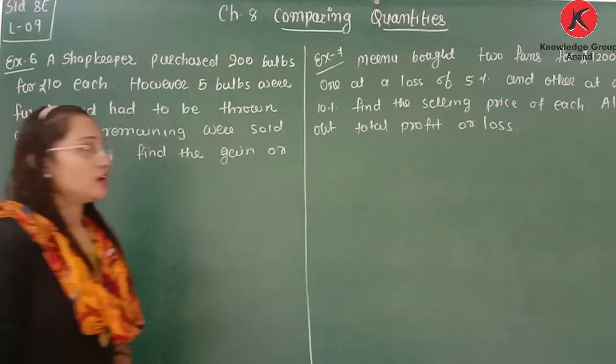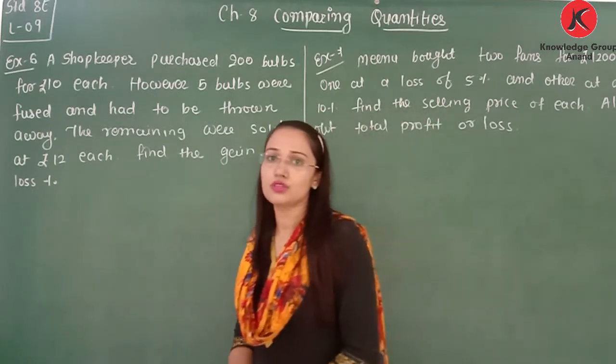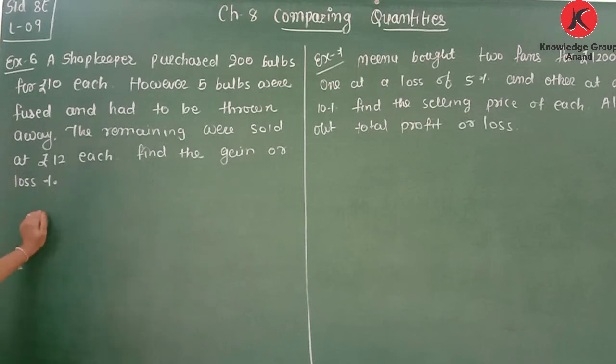Dear friends, today we will solve some examples related to profit and loss that are given in your textbook. So let's start. Here is example 6 that is given in your textbook. A shopkeeper purchased 200 bulbs for 10 rupees each.